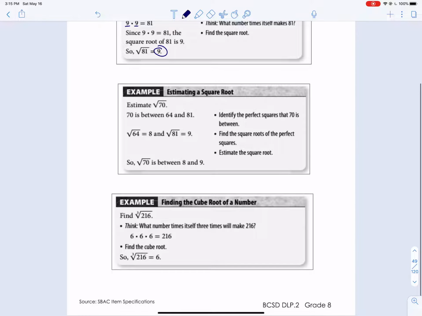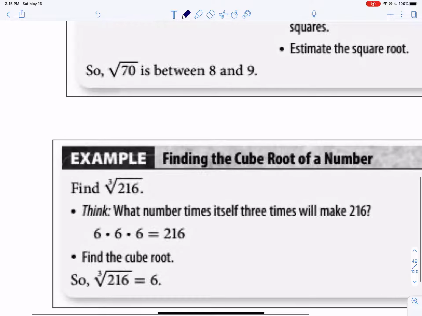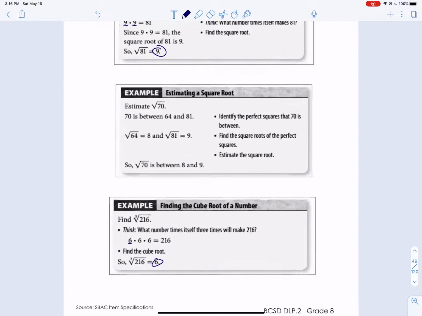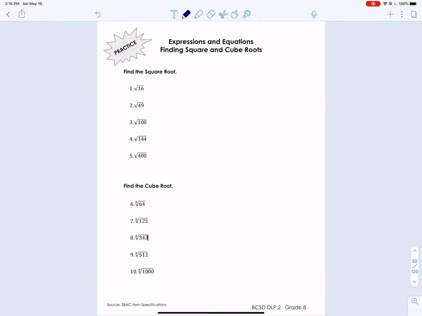And then for a cube root, it's one of three equal factors. So if we find three numbers that are multiplied to make 216 and all three numbers are the same, that number would be 6. So 6 is the cube root of 216. So just examples, and that should help us for the next page.